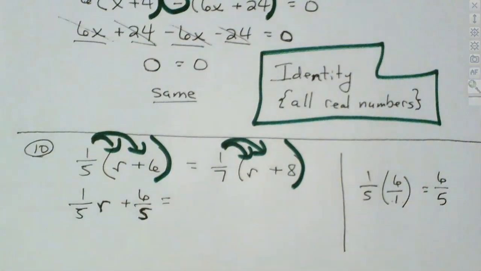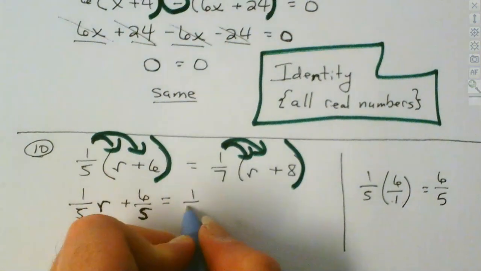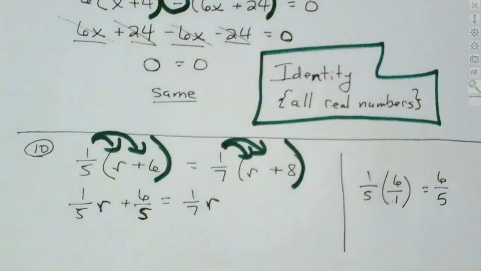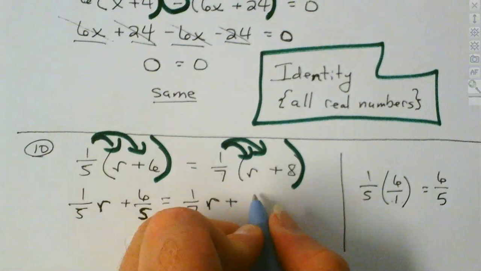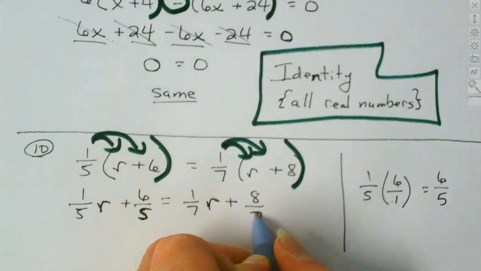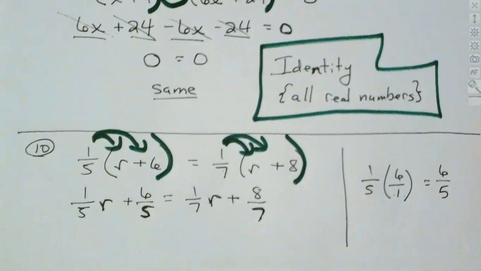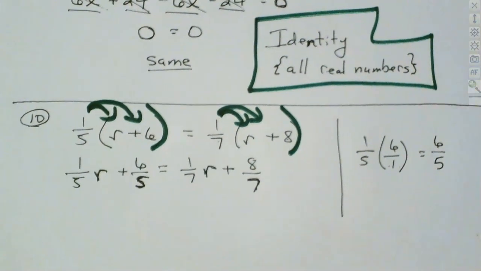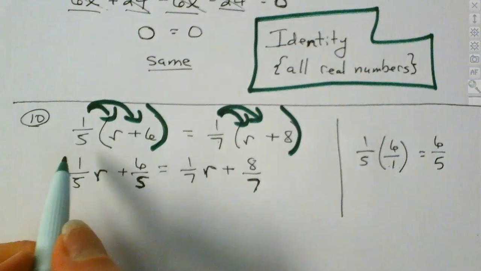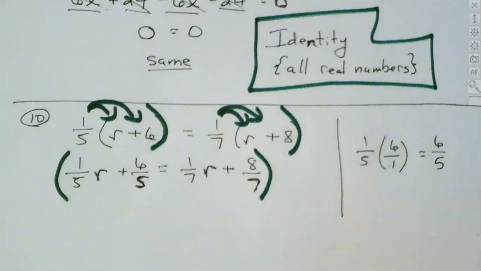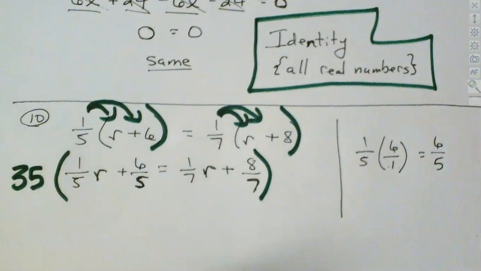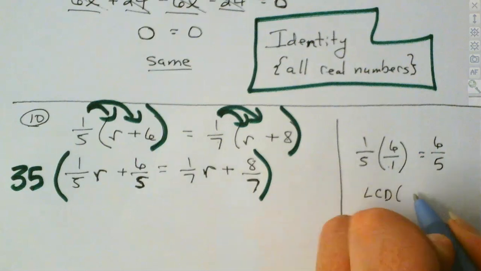What about the next one? On the right-hand side. That's 1/7 r. Okay. And does 8 go into the 7? Nope. So 8 times 1 is an 8 over 7. Okay, so this one, the fractions didn't go away. So now we have to resolve these fractions. And we need a least common denominator. Okay, someone said it, 35, because that's the least common denominator of 5 and 7.